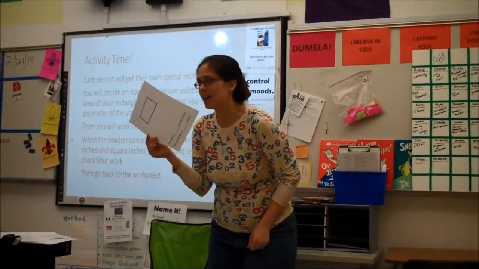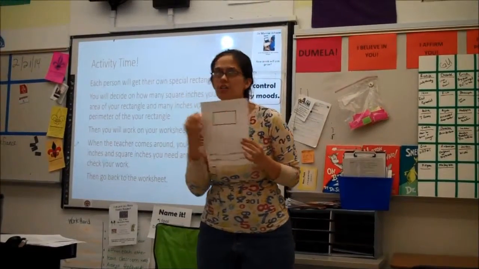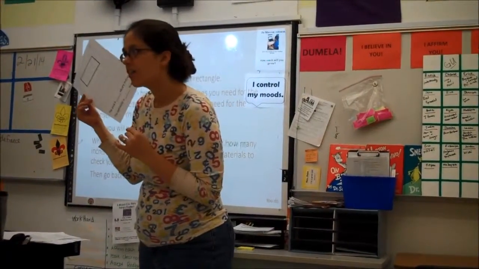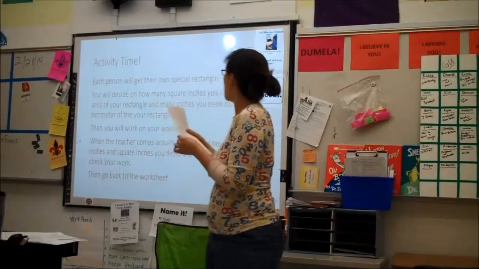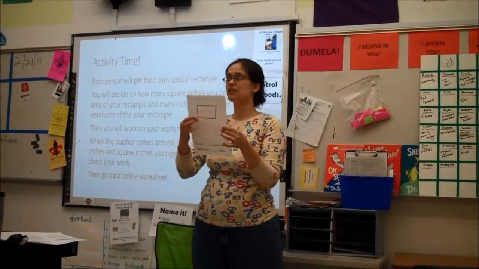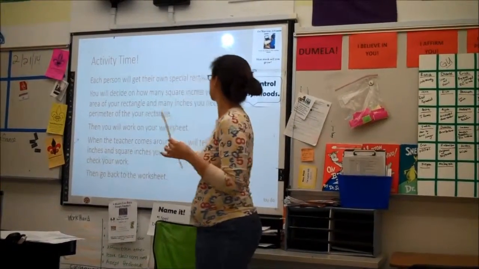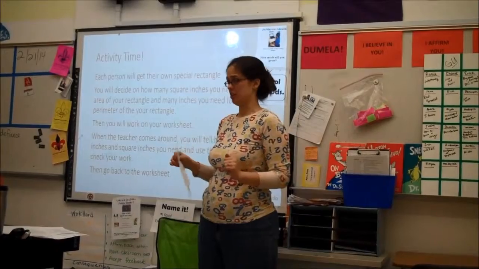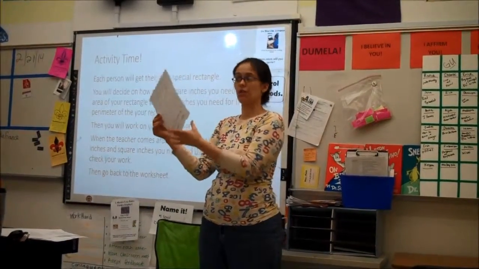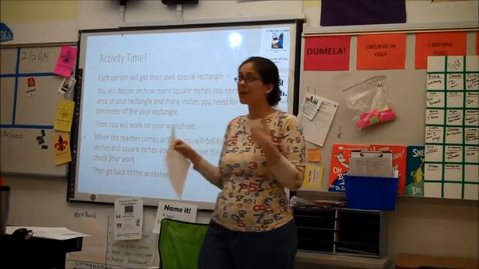You're going to decide how many square inches you need to cover the shape. What is that? Area. And then you're going to decide how many inches you need to go around the outside. What's that? Perimeter. Then you're going to work on your worksheet. You're going to decide what you think, and you're going to fill it in. And I'm going to come around.